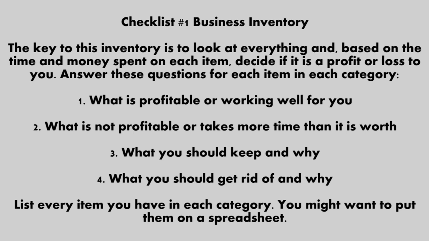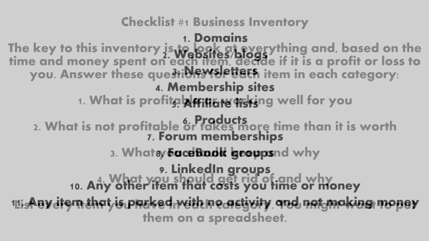What is profitable or working well for you? What is not profitable or takes more time than it's worth? What you should keep and why? And what you should get rid of and why? List every item you have in each category. You might want to put them on a spreadsheet.